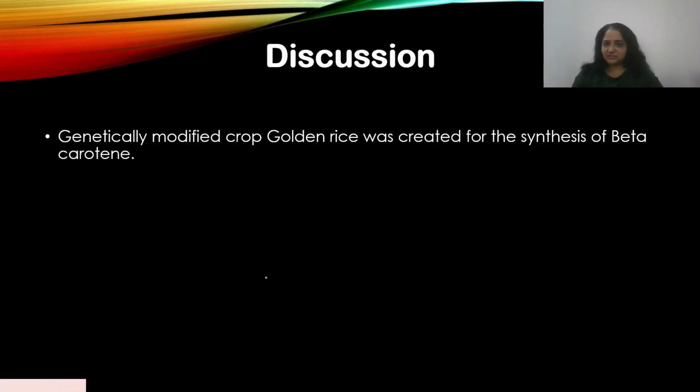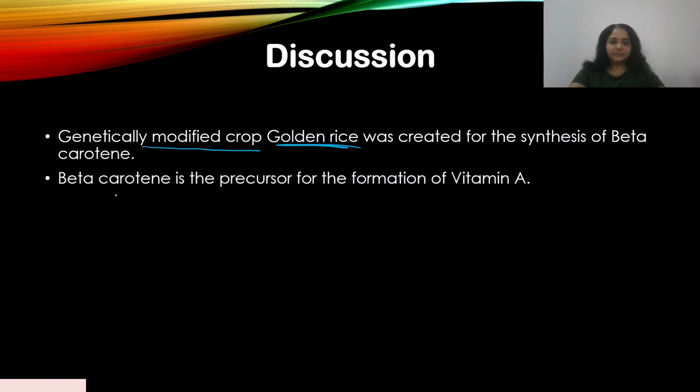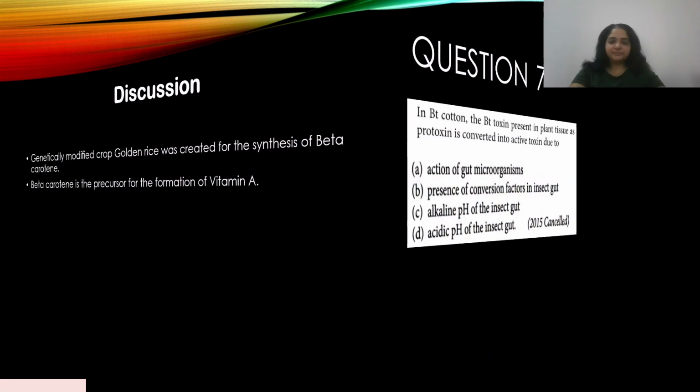We already discussed the two genes that are involved, right? They eventually form beta carotene, and then beta carotene is the pro-vitamin A, which gets converted to vitamin A in humans. And yeah, so it's a genetically modified crop, golden rice. That's the precursor for the formation of vitamin A. Right, let's move on then.